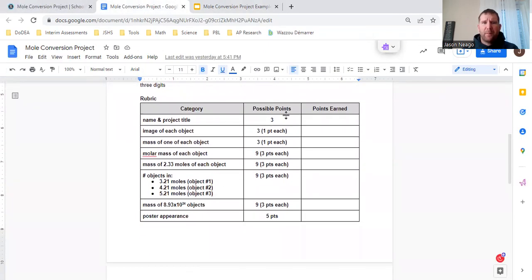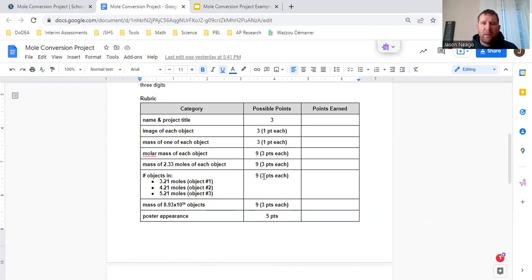Here's your grading rubric. You're going to get 3 points for your name and project title. You're going to get 1 point each for images of your objects, and 1 point for the mass of each of your objects, for a total of 3 points. Molar mass of each object is worth 3 points each, so a total of 9 points. Mass of 2.33 moles of your object, 3 points each. Once again, you have to show your calculation using dimensional analysis. That's worth 9 points.